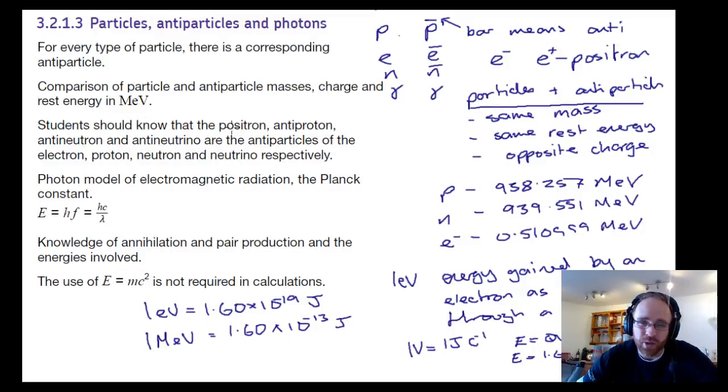You should know that the positron, antiproton, antineutron and antineutrino are the antiparticles of the electron, proton, neutron and neutrino respectively. So we should add up here a neutrino and an antineutrino. They're a little bit boring. I'm going to put an E on there because we're always talking about electron neutrinos in this course.